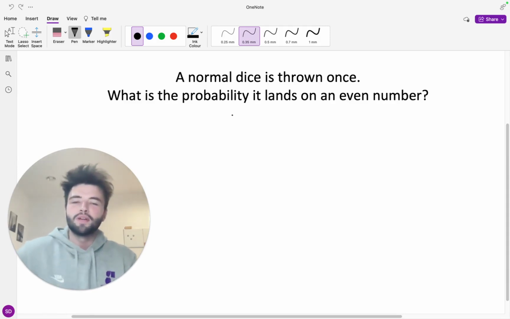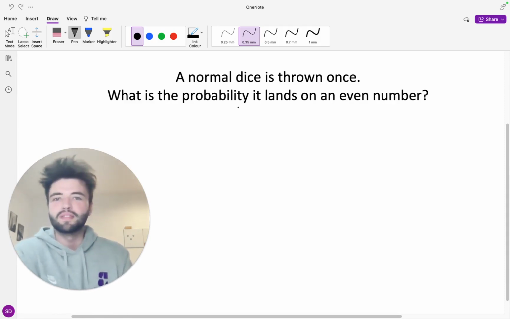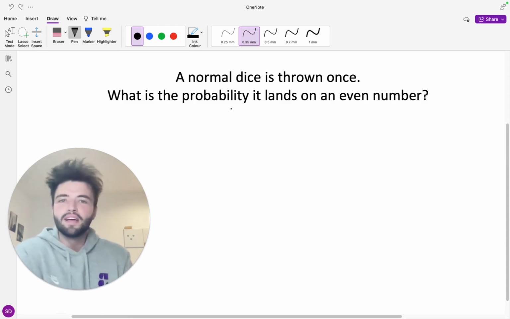Okay, so in this question here, we have a really nice introductory question into the idea of probabilities and how to calculate them for relatively simple concepts like dice and coin flips and so on. And so here we're told that we throw a normal dice once and we're asked to find the probability that it lands on an even number.